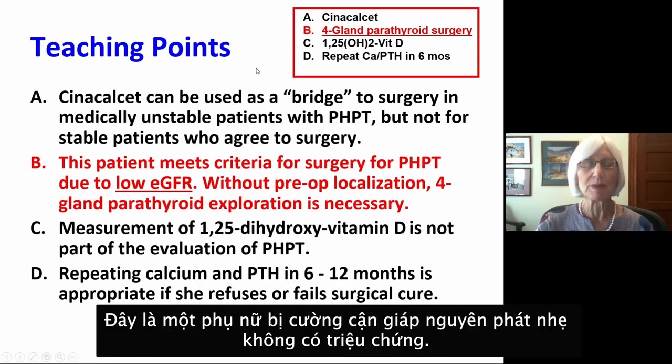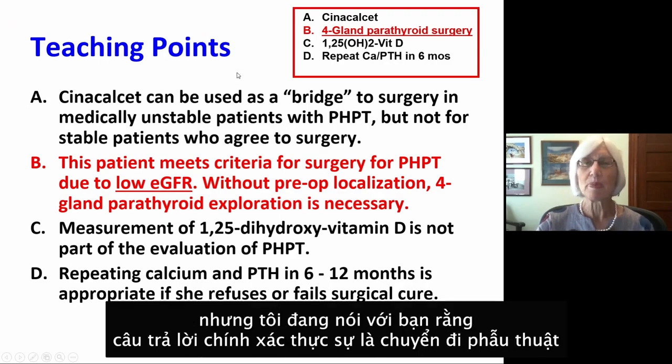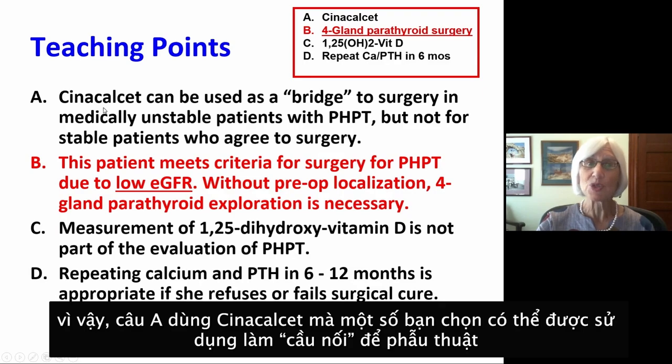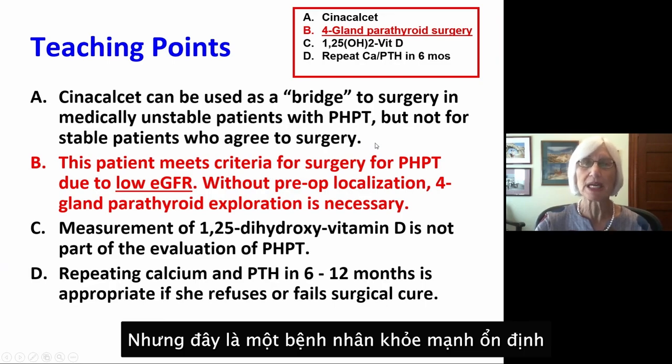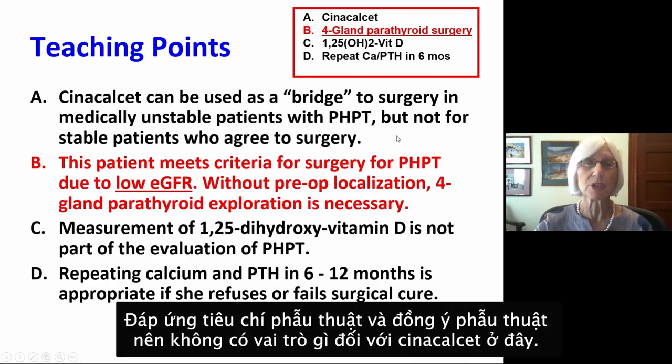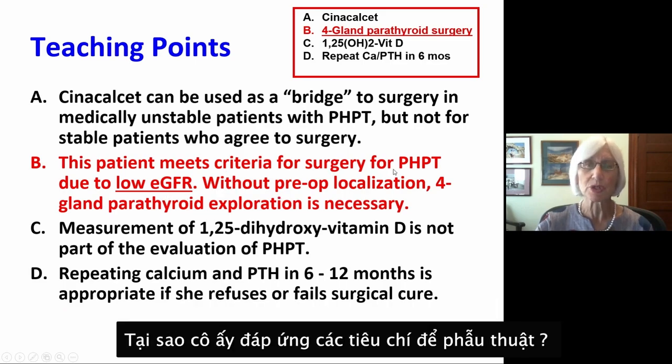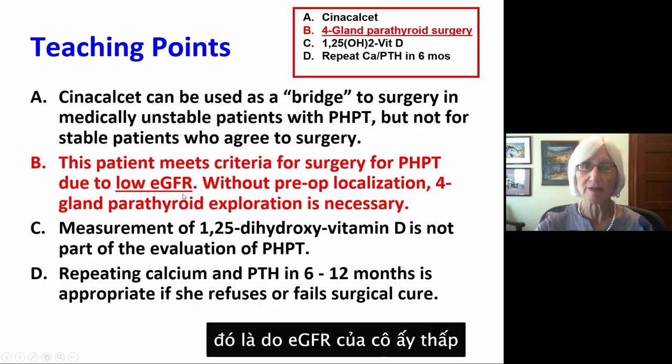This is a lady with really asymptomatic primary hyperparathyroidism, mild. But I'm telling you that the correct answer is actually to send her for surgery. So A, cinacalcet, which few of you picked, can be used as a bridge to surgery in medically unstable patients with primary hyperparathyroidism. But this is a stable, healthy patient who meets criteria for surgery and agrees to surgery. So there's no role for cinacalcet, a calcimimetic, here. Why does she meet criteria for surgery? It's due to her low GFR.